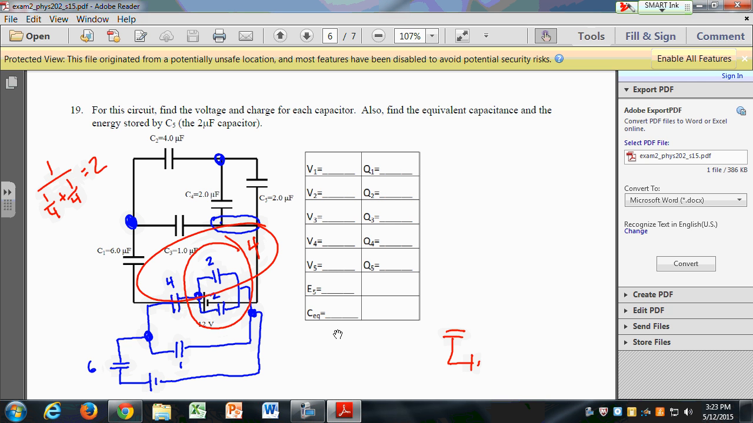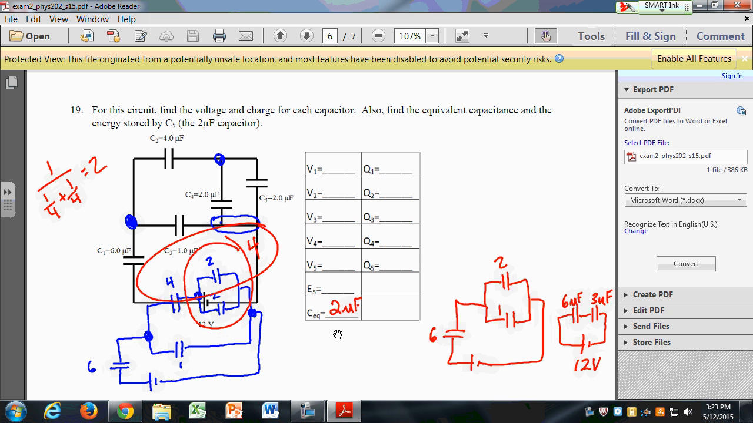So I have a 6, a 2, a 1 microfarad. The 2 and the 1 combine to give me a 3, and then I'm left with a 6 and a 3 in series across a 12 volt source. The equivalent of that is 1 over 6 plus 1 over 3, the inverse of that. So my equivalent is 2 microfarads.